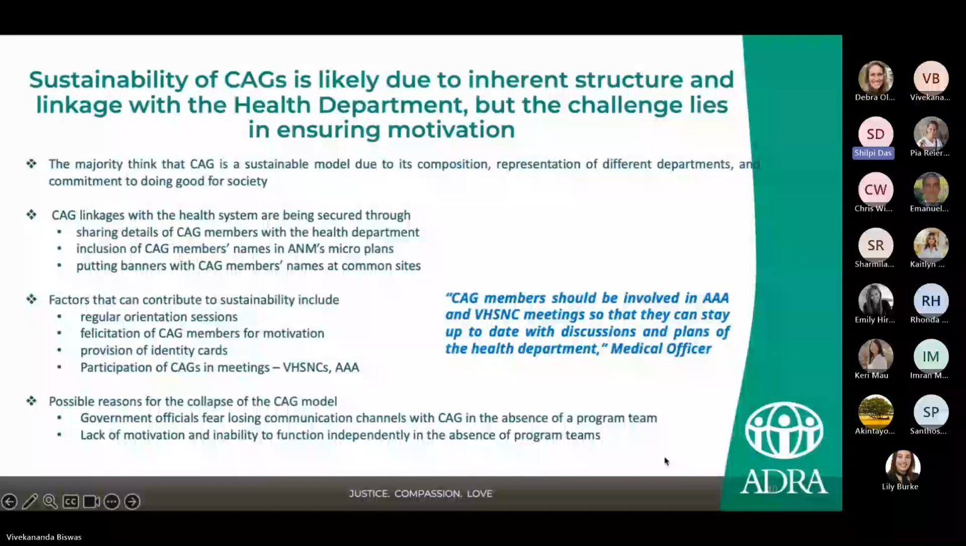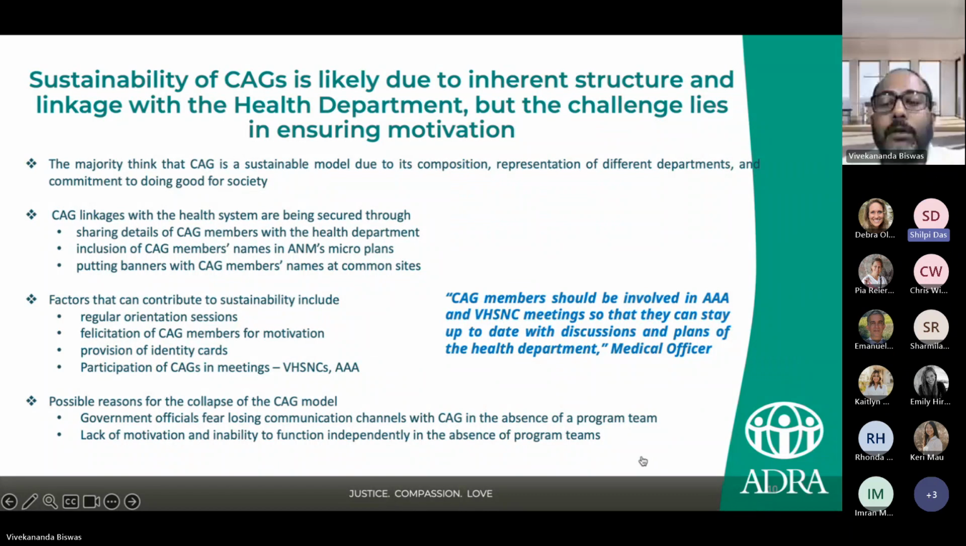So for the sustainability and replicability of the study and of the model, I would request Vivek, my colleague, to please take it over here, because he has been with the project for a long time, and he will be in a better position to let us know about the sustainability and replicability of the structure. Over to you, Vivek. Thank you.